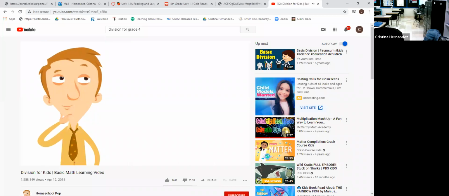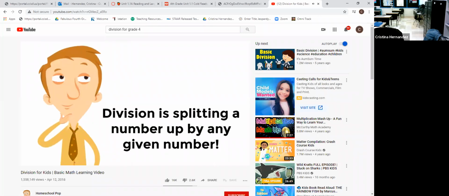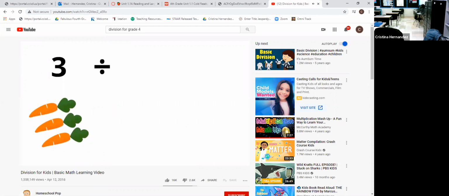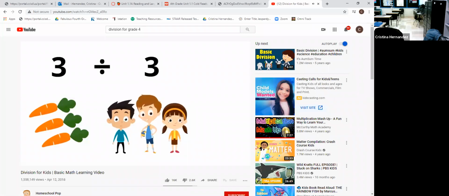Division is pretty simple. You see, division is splitting a number up by any given number. That's it, just splitting a number up. Let's look at our story again. There were 3 carrots, and we divided those 3 carrots by 3 because there are 3 people, right? The 3 kids that love carrots. And the answer of how many carrots each kid gets is 1. 3 divided by 3 equals 1.